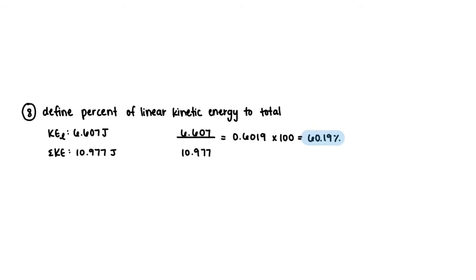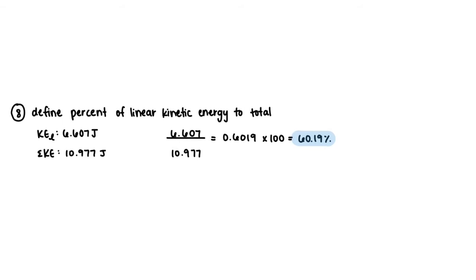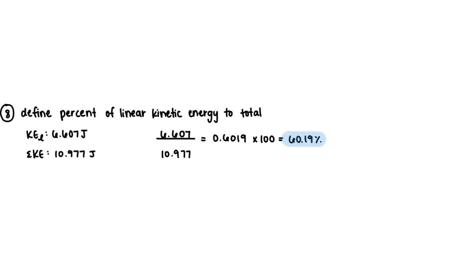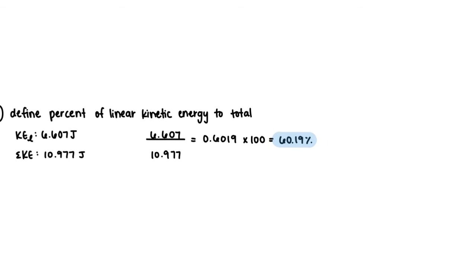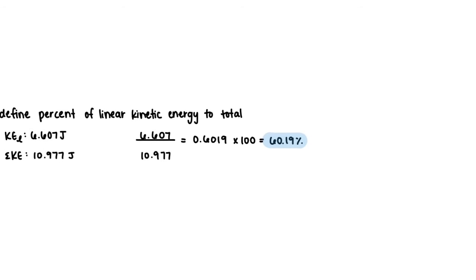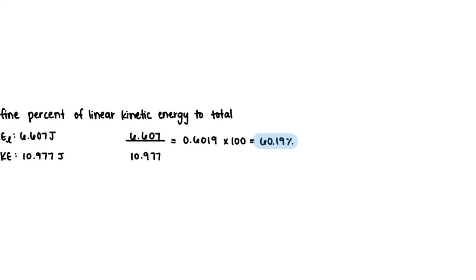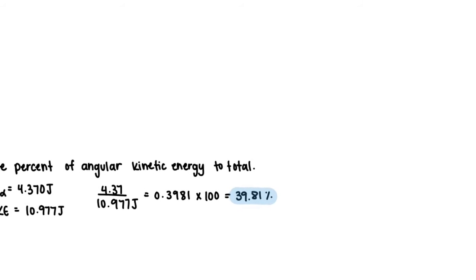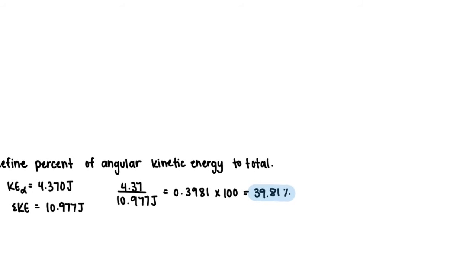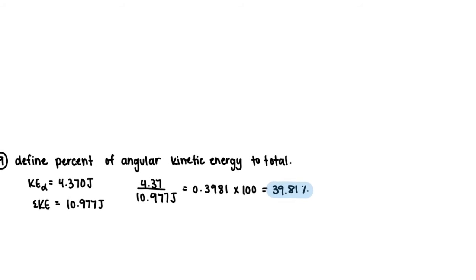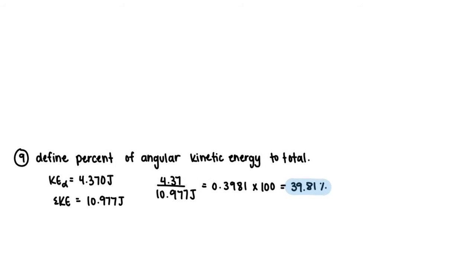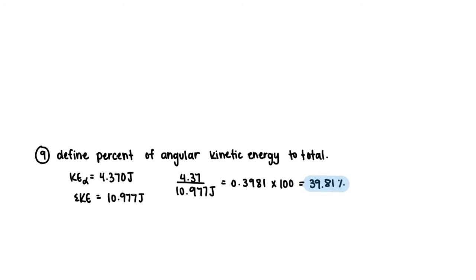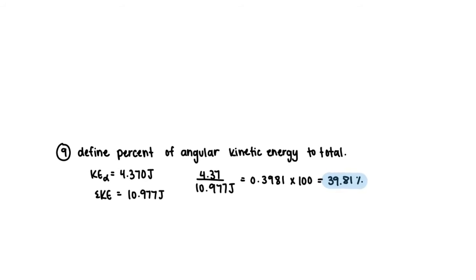Step 8 is to define the percent of linear kinetic energy in comparison to the total kinetic energy, which you can get by dividing the linear kinetic energy by the total kinetic energy and multiplying by 100. Step 9 is to define the percent of angular kinetic energy in comparison to the total kinetic energy, which you can get by dividing the angular kinetic energy by the total kinetic energy and multiplying by 100.